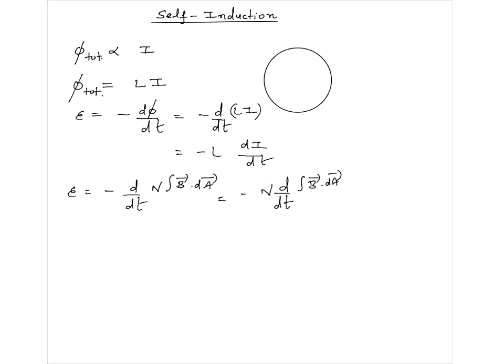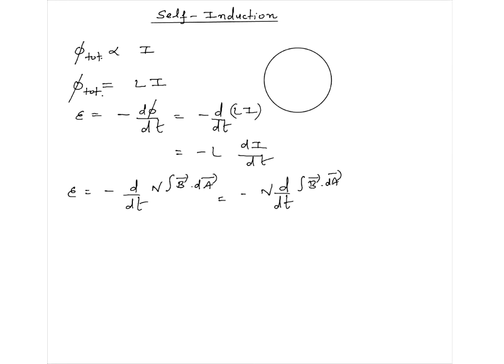Self-induction: opposition of change of current taking place, for example, in a loop by the loop itself. The loop itself opposes the change taking place in current through it.